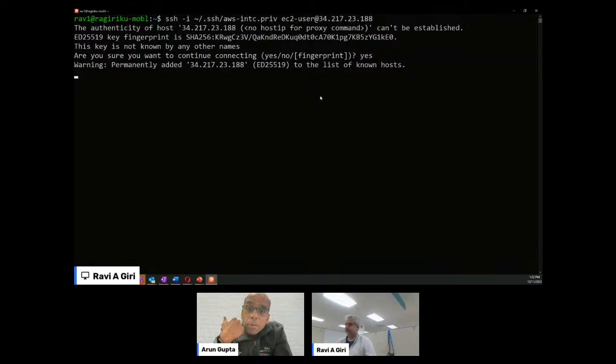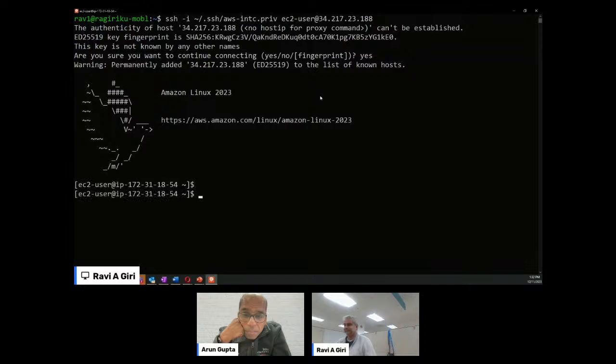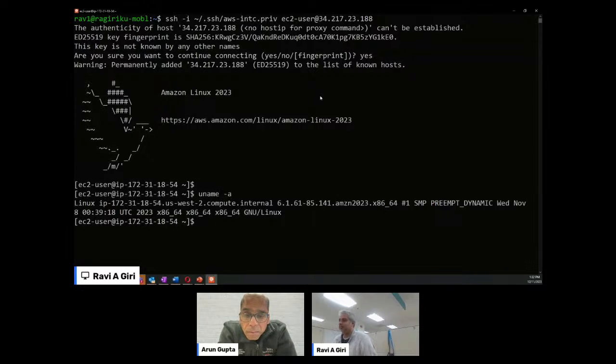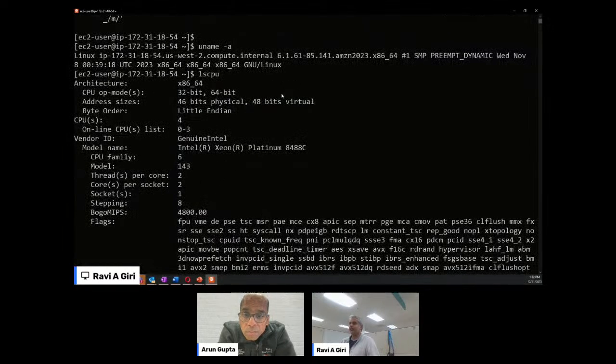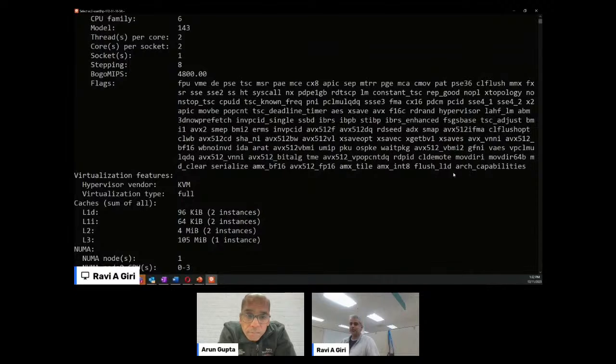Seems like the instance is still booting. There we go. Bingo. All right. So I'm running Amazon Linux 2023, and if you look at lscpu on this thing, this is what it shows me. So I've got 4 vCPUs. It's an 8488C. It's got support for all of the latest instance features like AMX.